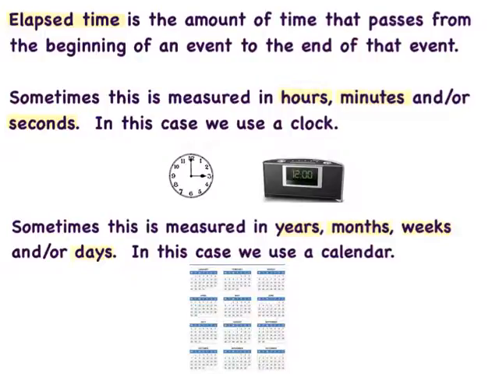Elapsed time is the amount of time that passes from the beginning of an event to the end of that event. Sometimes this is measured in hours, minutes, or seconds. In this case, we use a clock. It could be an analog clock, or it could be a digital clock.